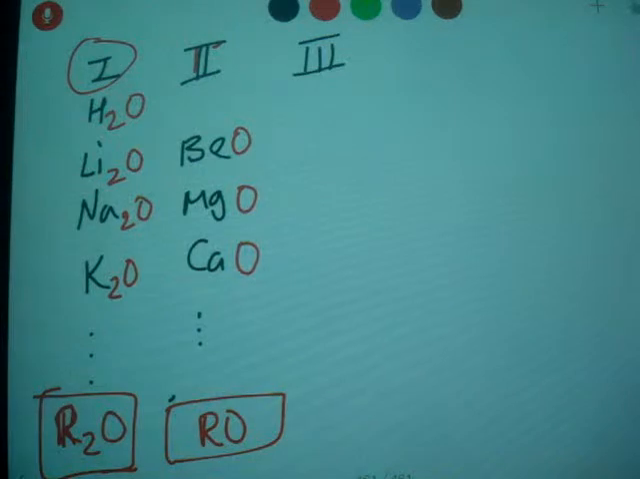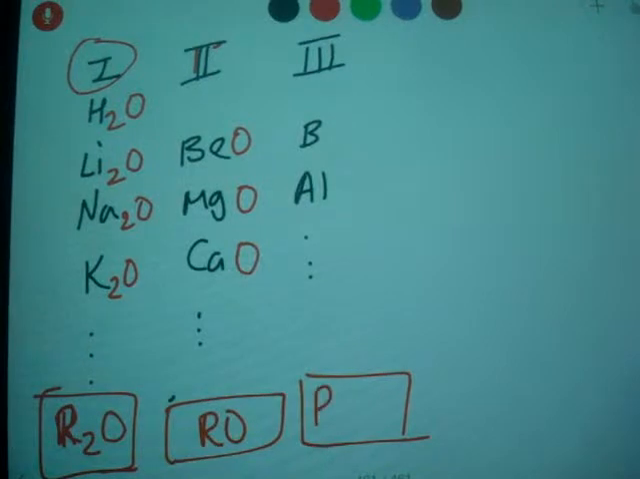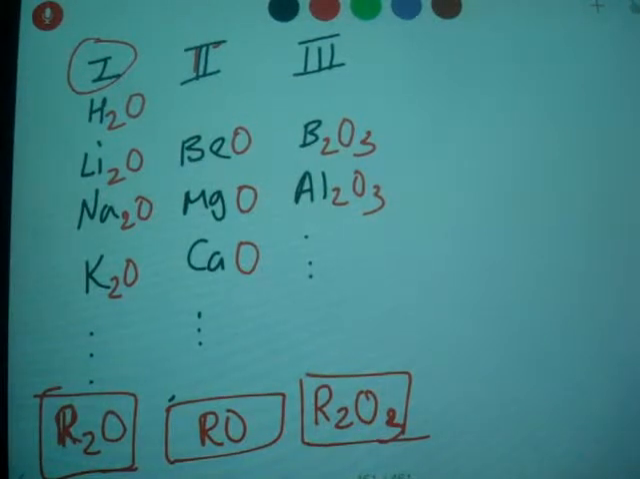For example, group 3, beryllium, aluminum, and so forth. And he said they are going to make R2O3. So it's like Me2O3, Al2O3, like that. So that's their general formula. So that's how he organized.